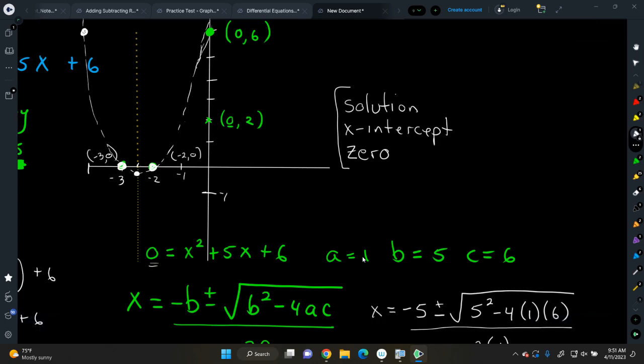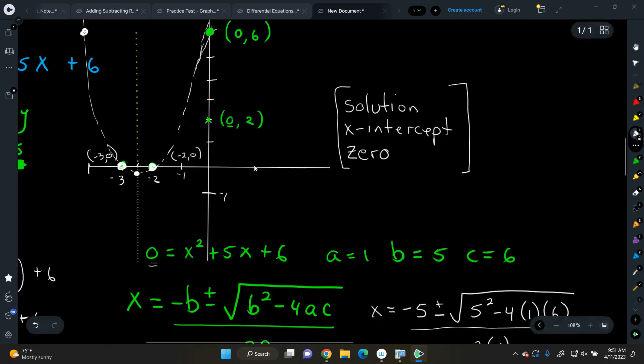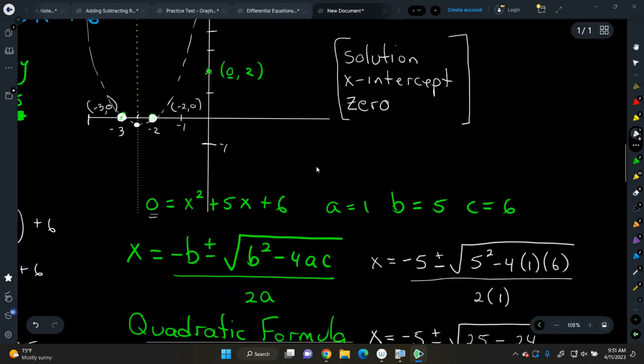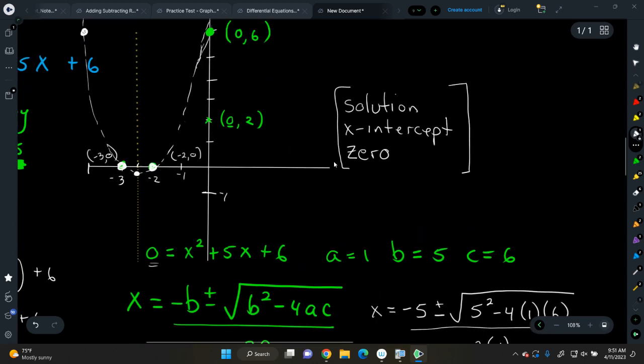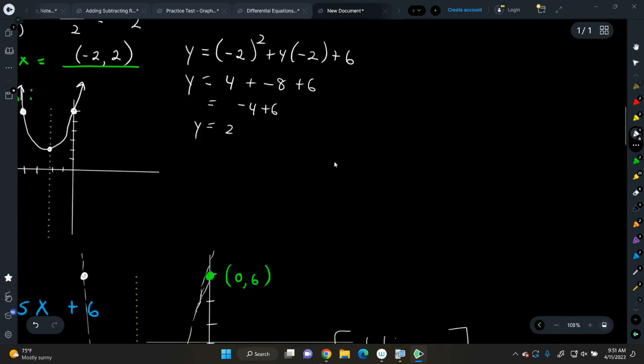Okay? So it's important to know that these three things mean the same thing: the solution, the x-intercept, and the zero. So when we're graphing our parabola, in order to find the x-intercept or the solution, we solve the equation. In this case, we're going to use the quadratic formula. There are other ways of solving the equation, which we'll learn about later, but for now, we're going to use the quadratic formula.